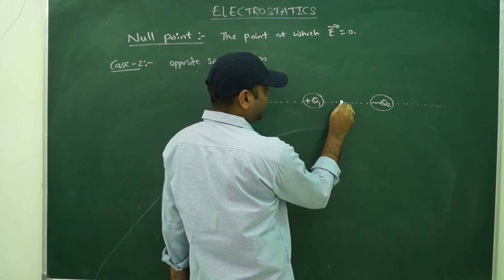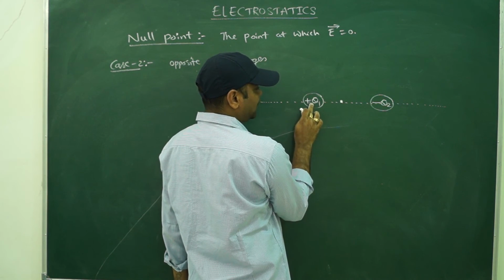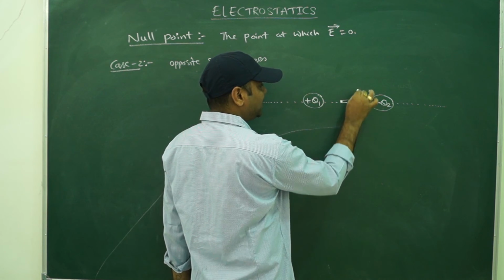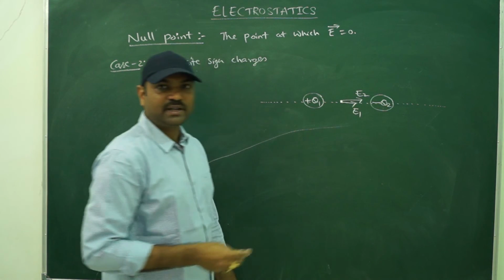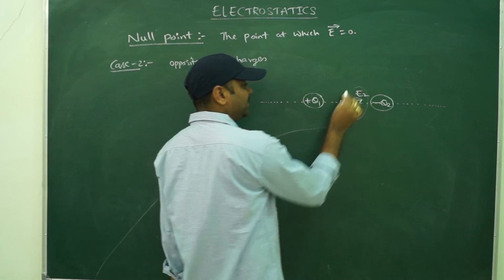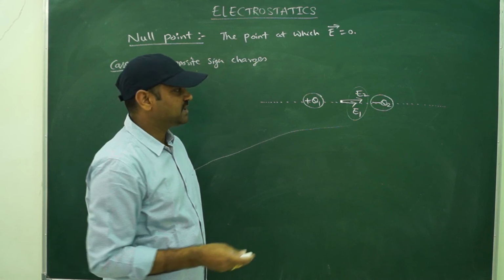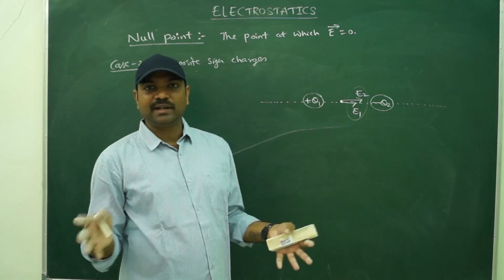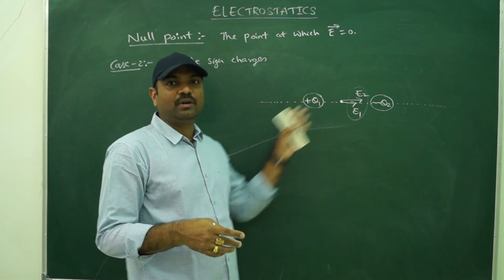If I take any point in between the two charges, then because of plus q1, field will be away. Because of minus q2, field will be towards. Because of negative charge, field will be towards; positive charge, field will be away. So again, E1, E2 will be in the same direction. That means you don't get a null point in between the charges. Then you will get the null point either on the left side or right side.